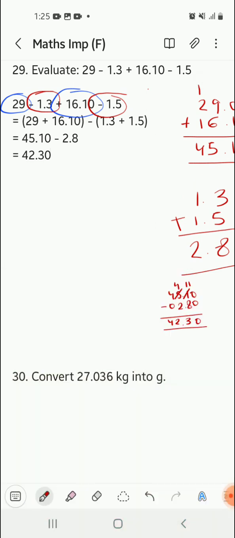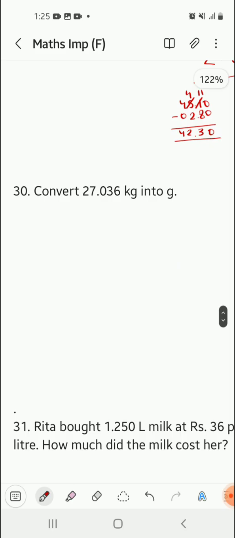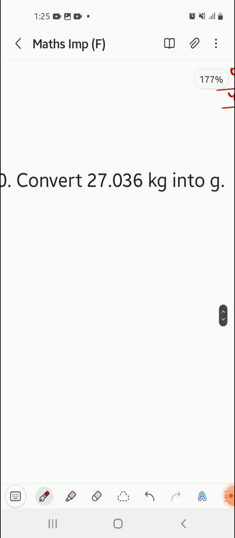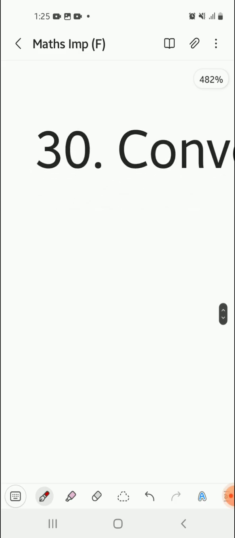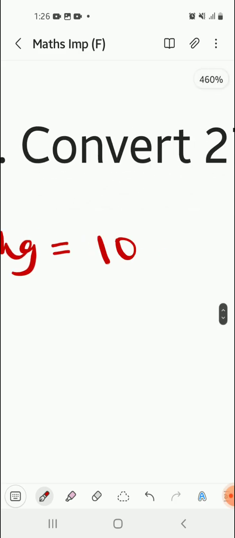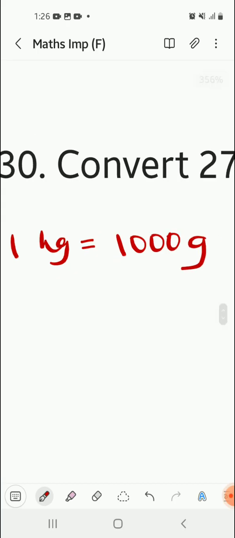Moving on to the next question. Convert 27.036 kg into gram. Again, the whole thing we have to convert. So 1 kg is equal to 1000 gram, because we have to convert kg into gram.